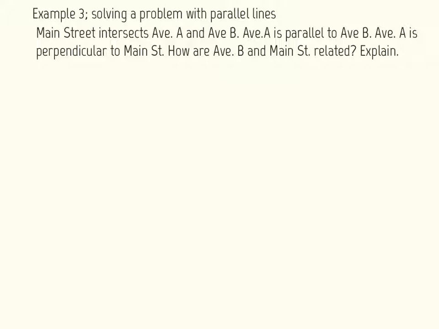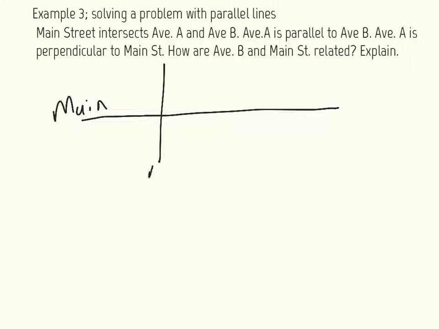Example 3. Solving a problem with parallel lines. Main Street intersects Avenue A and Avenue B. Avenue A is parallel to Avenue B. Avenue A is perpendicular to Main Street. How are Avenue B and Main Street related? Explain. To do this, I'm going to sketch it out first. Main Street is going to intersect Avenue A and Avenue B. Okay, so that's what I know right now.